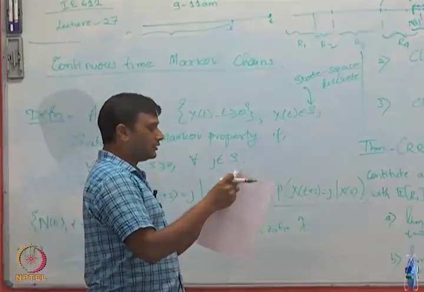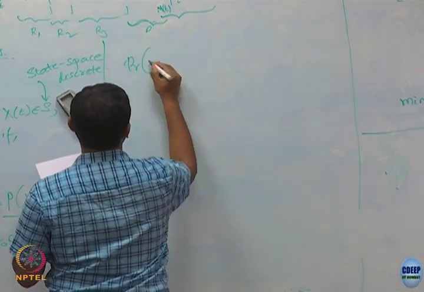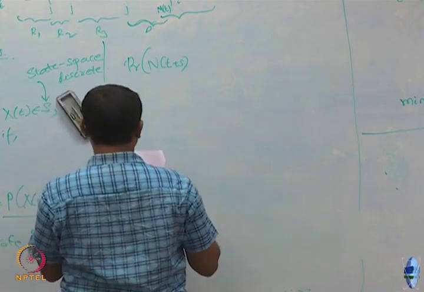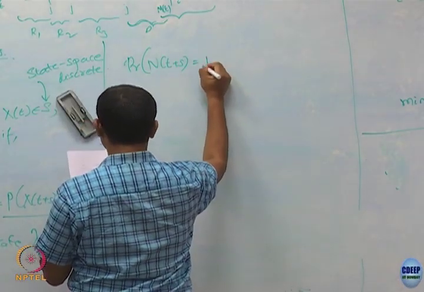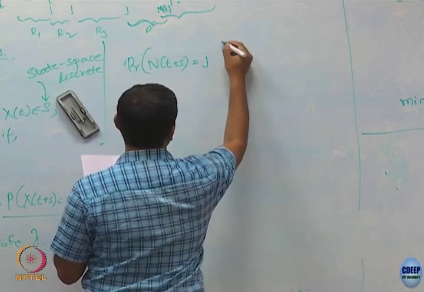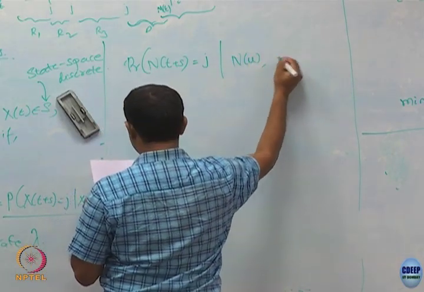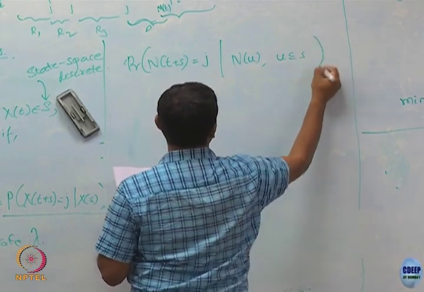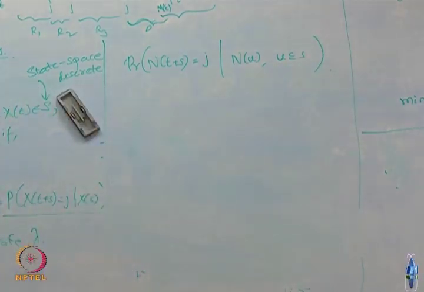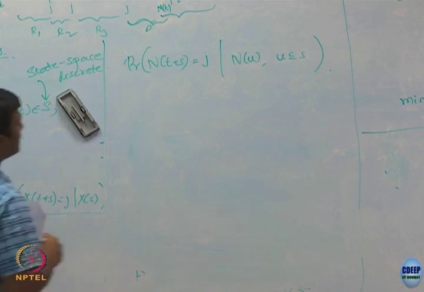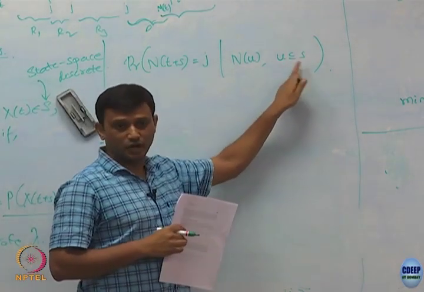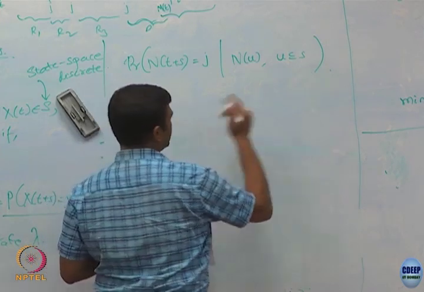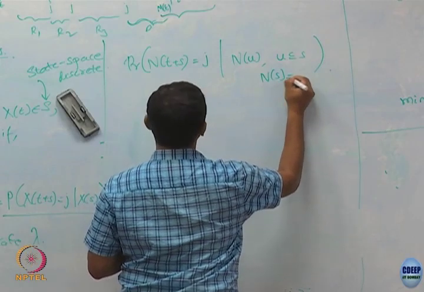Now, if I ask the question, the number of renewals or arrivals till time t plus s, given everything till s, does it depend only on N(s), not on all N(u) for u less than or equal to s? Specifically, let us assume that N(s) is equal to some i.